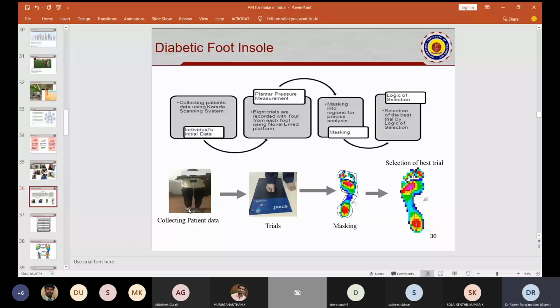After collecting the data of the diabetic patients, we take the static and dynamic loading. In terms of static loading, we make them stand on the platform and we capture the data. When it comes to dynamic loading, we ask them to walk over it and we capture the dynamic data. Capturing these two, this is what you are finding here: the data which is captured, with both the static and dynamic data combined together.